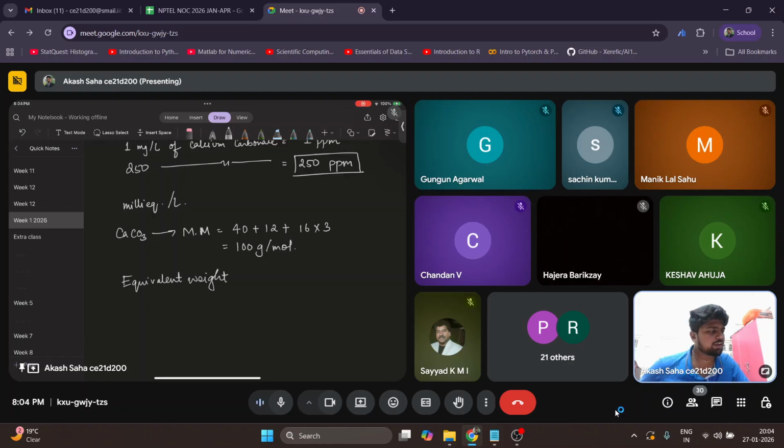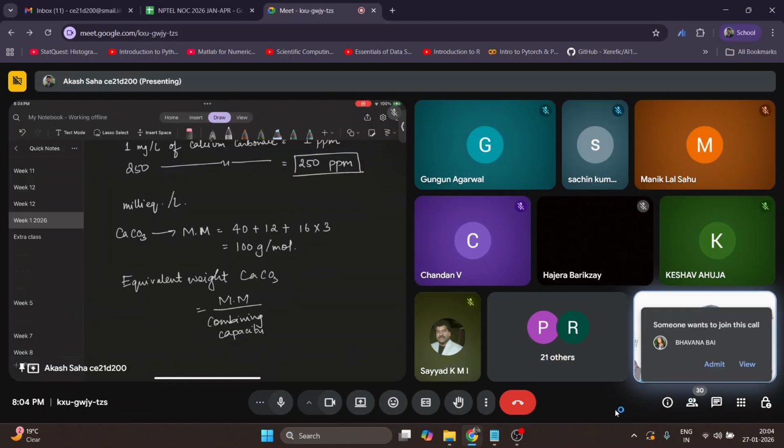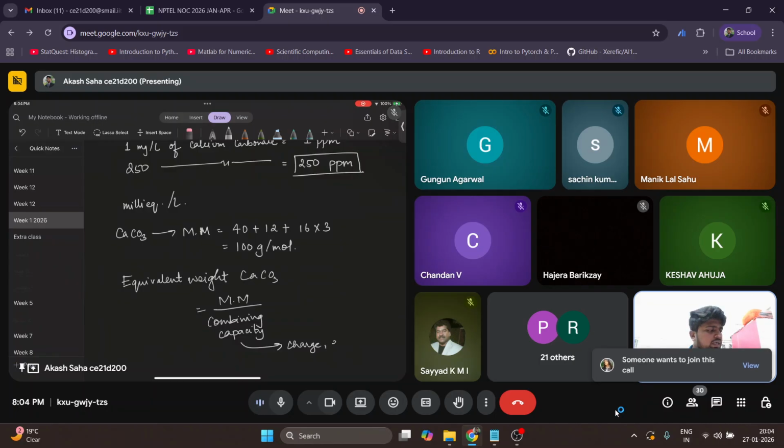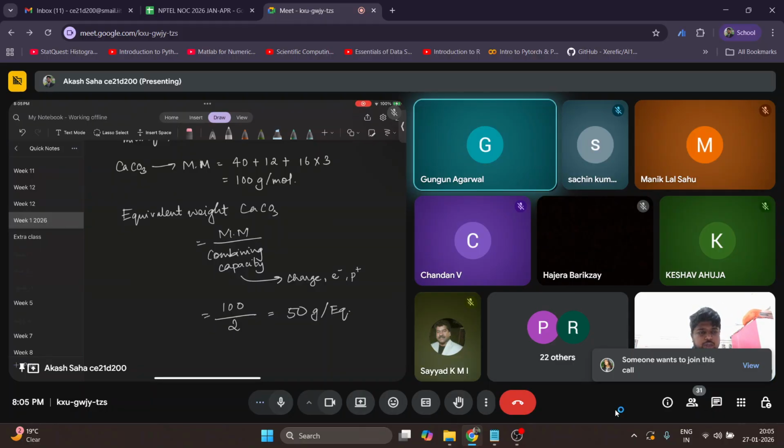So what is the equivalent weight of calcium carbonate? It is the molar mass divided by combining capacity. This combining capacity can be anything, like the charge, the electron-giving capacity, or the proton-taking capacity. So molar mass is 100. What is the combining capacity of calcium carbonate? It is 2. So equivalent weight is 50 grams per equivalence.